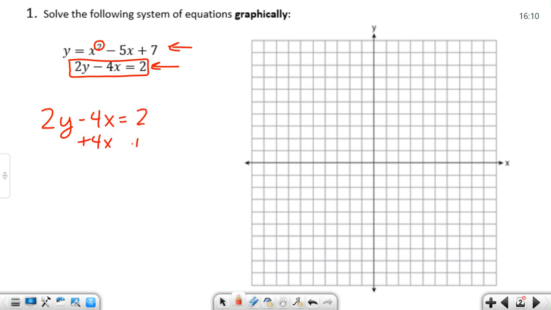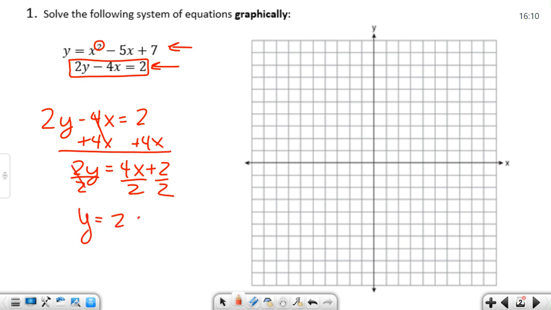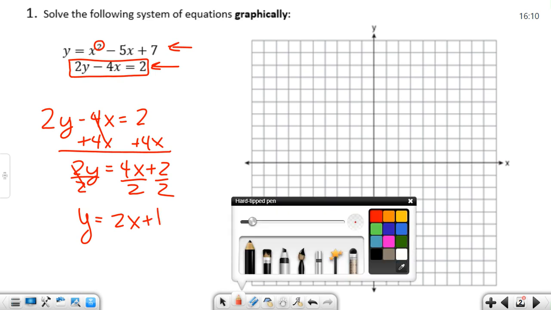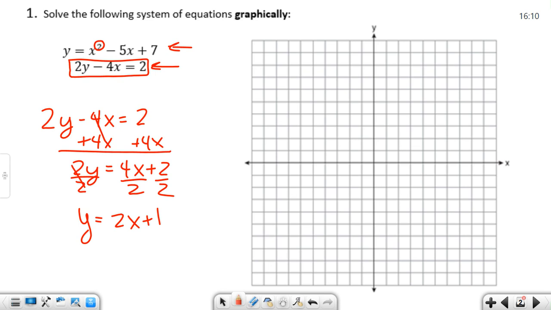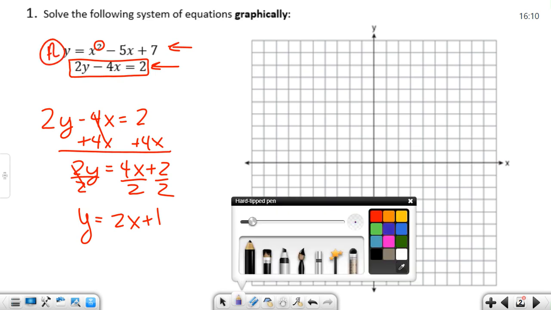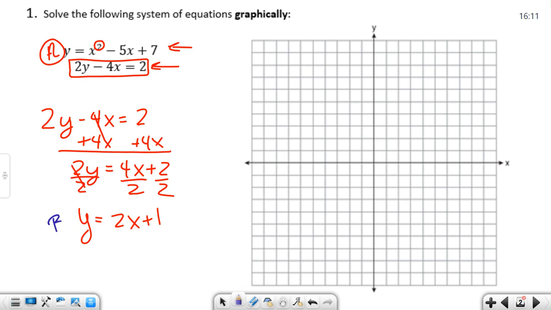Just a simple reverse PEMDAS here. Do the old switcheroo there, 4x plus 2, and then everyone gets that division by 2. We're going to get y equals 2x plus 1. As per usual with these systems, I'm going to call the quadratic A and the linear equation B.